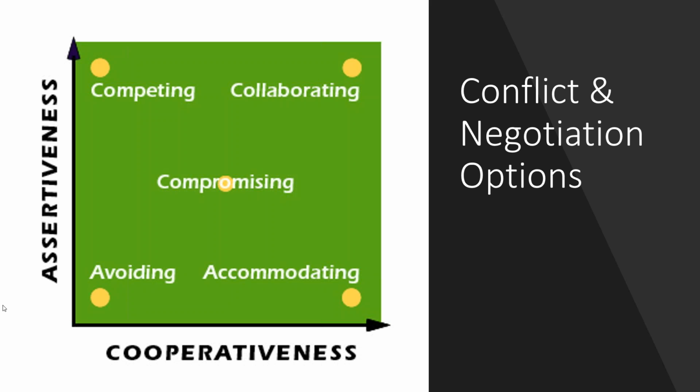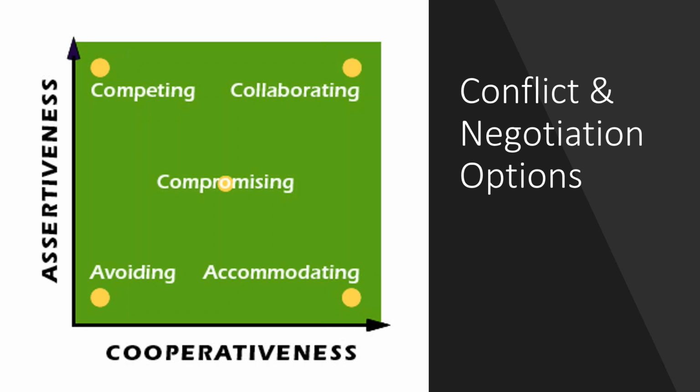Now, if we go to the middle here, compromising, it's halfway up the assertiveness scale and it's halfway up the cooperative. Why? Because when you compromise, essentially what you're doing is you're giving something and in return, hopefully you're getting something. So, normally when we buy a house, the seller has a certain price that they want and the buyer has a certain price that they're willing to pay. And normally the seller and the buyer will come to some sort of an agreement about a middle price. That's a compromise. Both parties aren't necessarily completely ecstatic about the result.